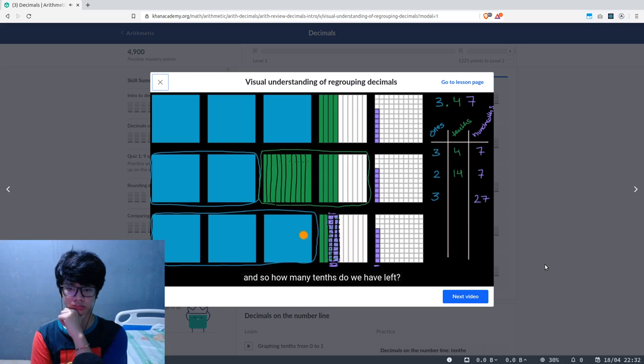And so how many tenths do we have left? We have 2/10. So in this situation, we regrouped 2 from the tenths place, and we expressed them as hundredths. So 2/10 became 20 hundredths. Add it to the 7 hundredths that you already have, and we now have 27 hundredths. Hopefully that makes sense.